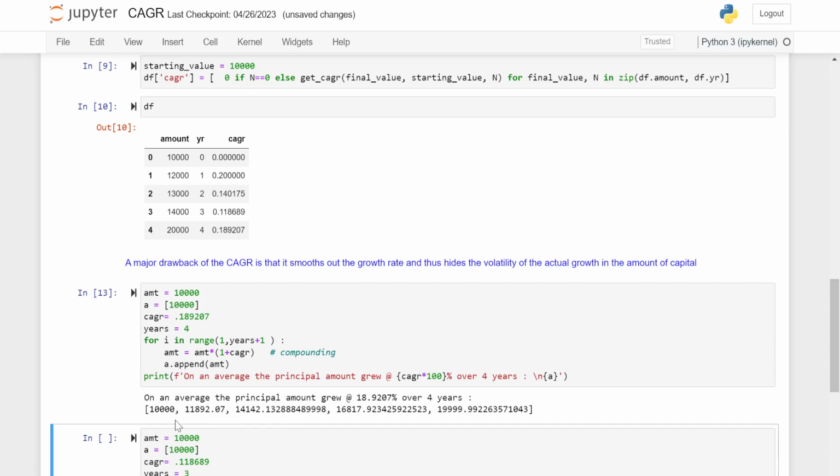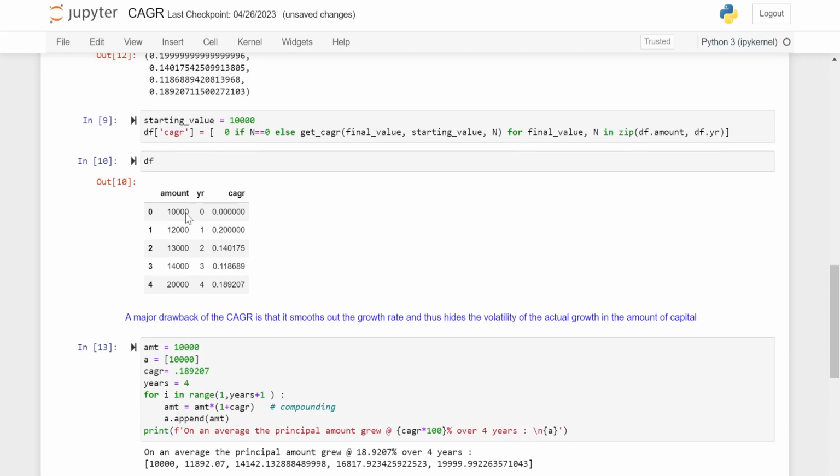And how is it happening? 10,000 is becoming 11,892. Second year it becomes 14,142. Third year it is 16,817. And after 4 years it is becoming 20,000. So had this been the rate, this would have been the journey of this 10,000. But that is not the actual case here.